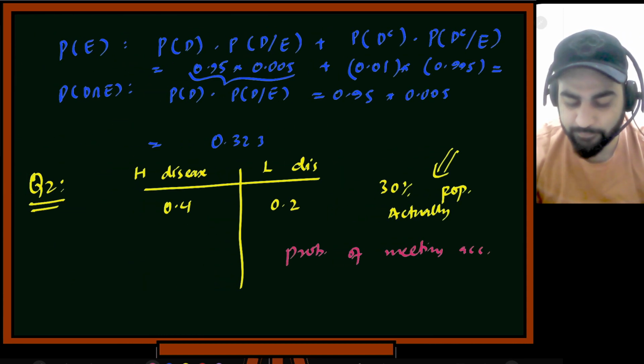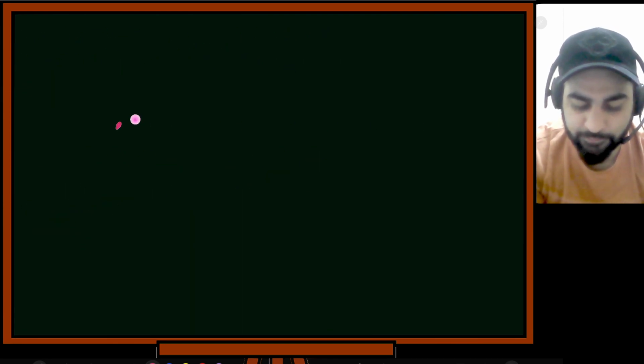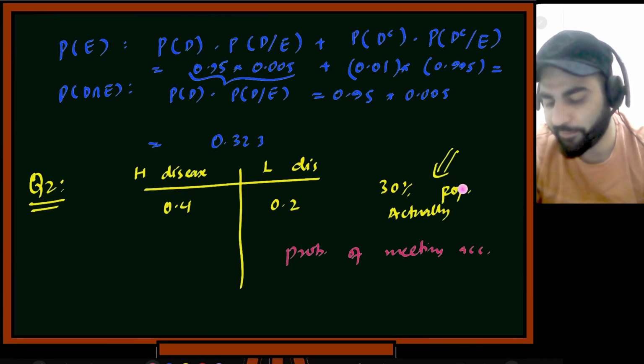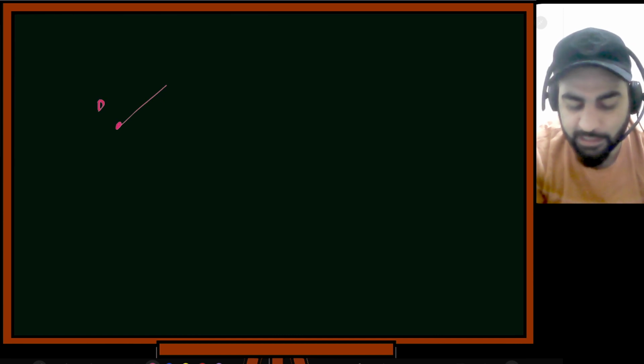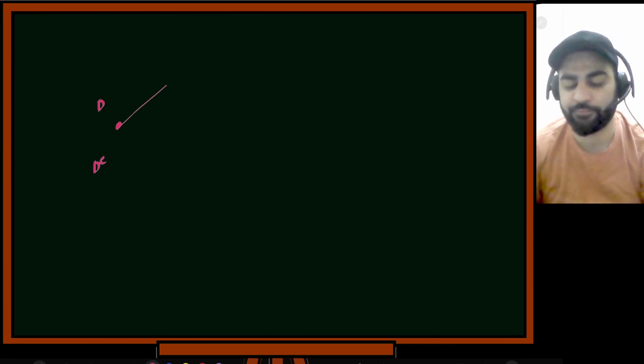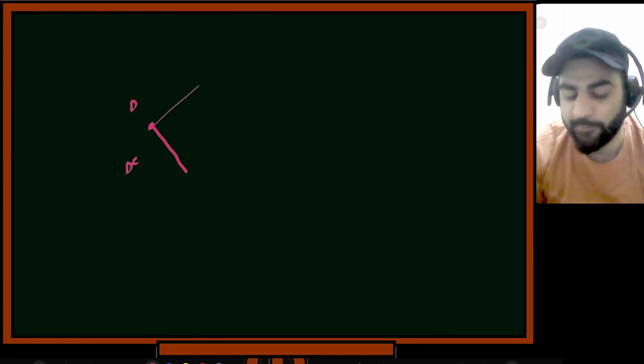Sir, we'll first model the problem. The probability of having high disease is 0.4. First we'll see there is some prior belief: the population has the disease or has not. So we'll write disease and not disease, something like this.